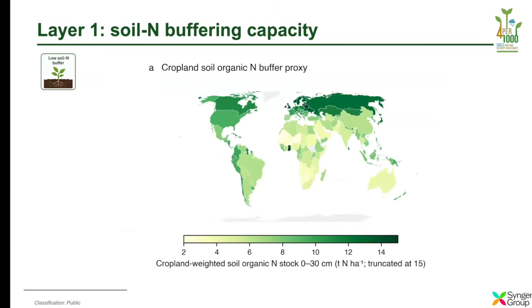So let's think about where on the planet is most susceptible to the impacts of a nitrogen fertilizer supply shock. We'll look at 3 different layers. This is the soil buffer layer of this screen. It's a cropland-weighted soil organic nitrogen proxy built from SoilGrids, SOC, and C to N ratios, and weighted by where crops grow. Think of it as the supply side of the mechanism, where soils carry enough organic nitrogen to dampen a fertilizer shock and where they don't.